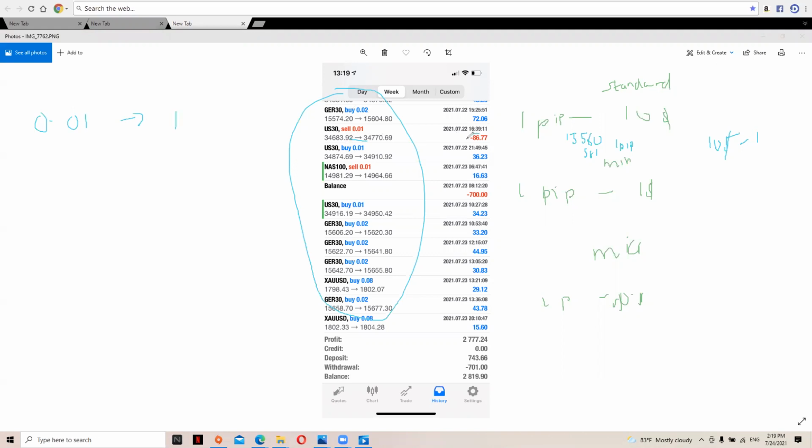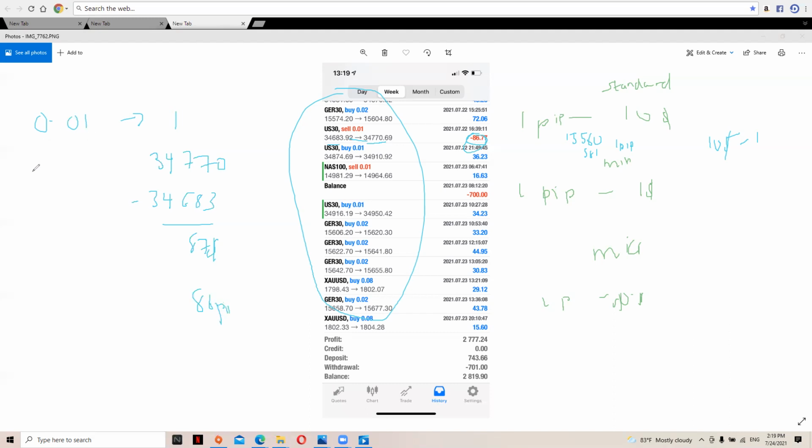I lost what? $86. Look at this. I lost $86. Why? Now let's subtract this. How many pips did I lose? Let's subtract this from this. This is US 30, 34,770 minus what? 34,683. What is that going to give us? That's going to give us, let's say, almost $87, right? That is why I lost $87 there, because I lost 86 pips.